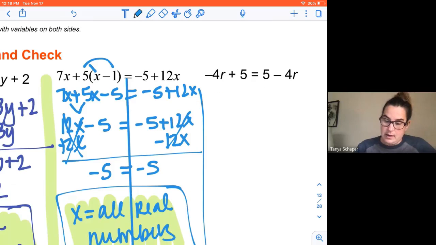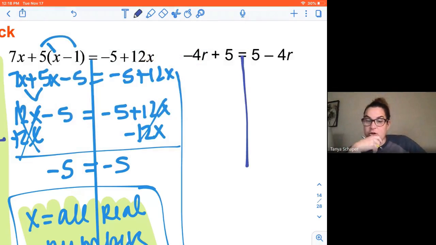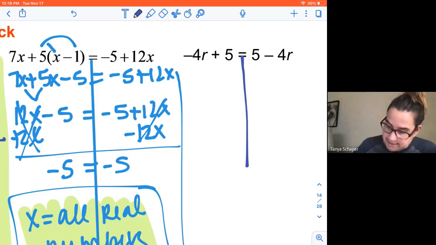Okay? Let's switch up my colors a little bit. All right. So I'm taking a look. It looks like both sides are simplified. No distributing, no combining like terms. So I'm going to get my variables on one side. I'm going to put them on the right side today. So I'm going to add 4r to both sides.